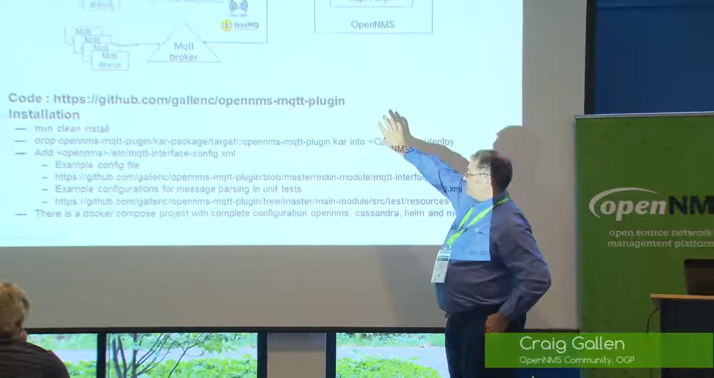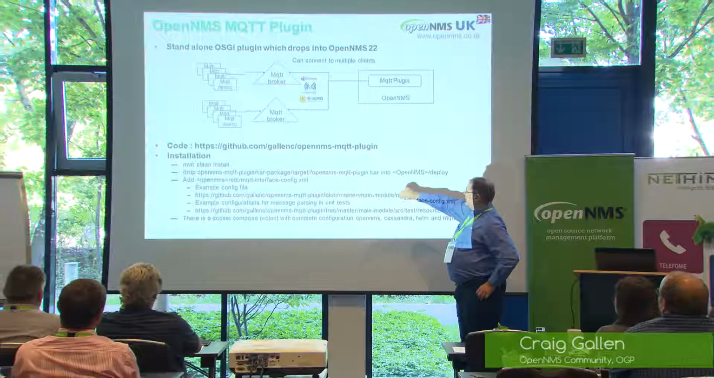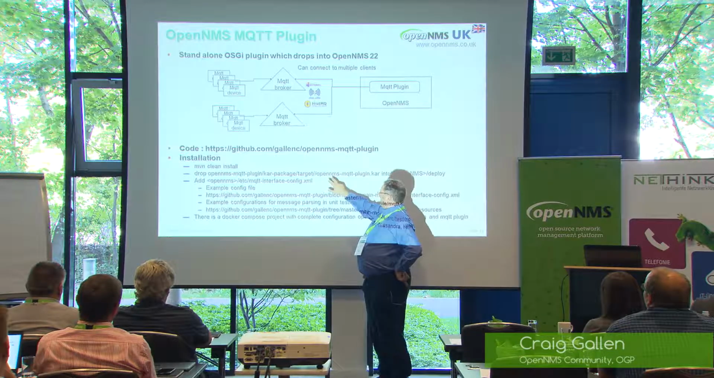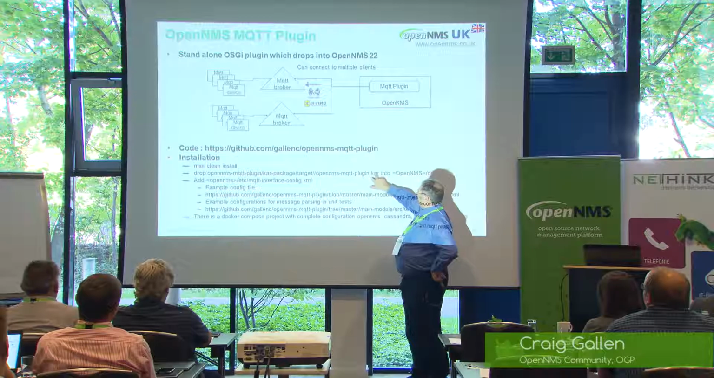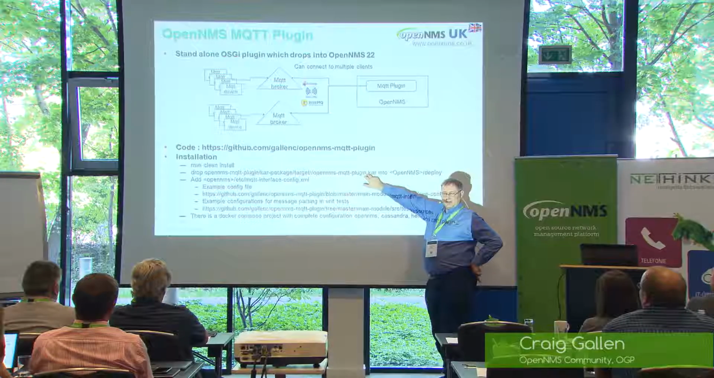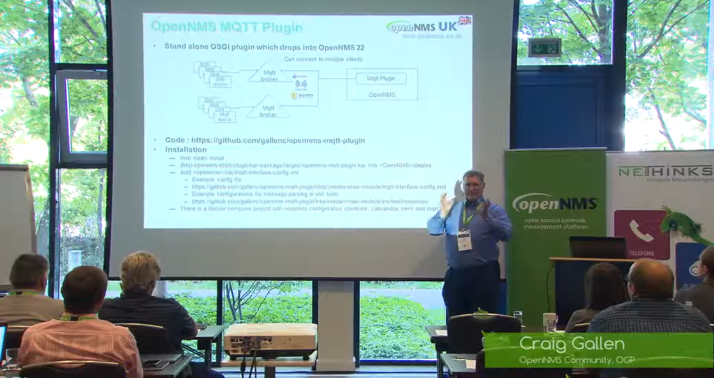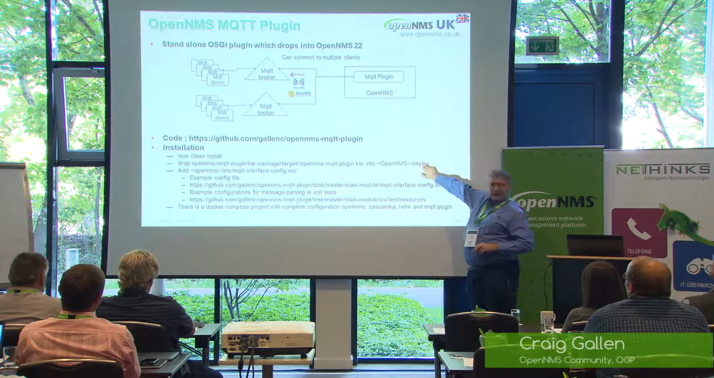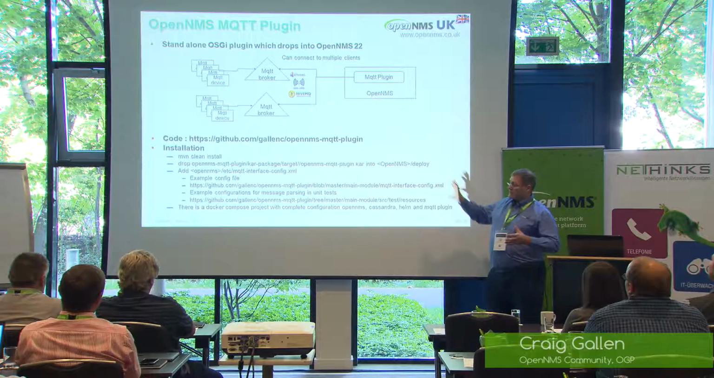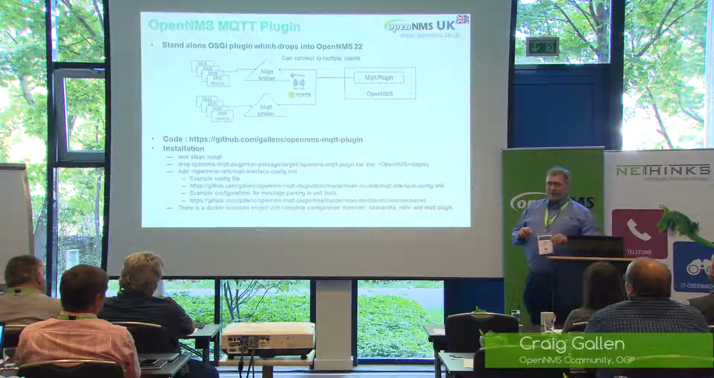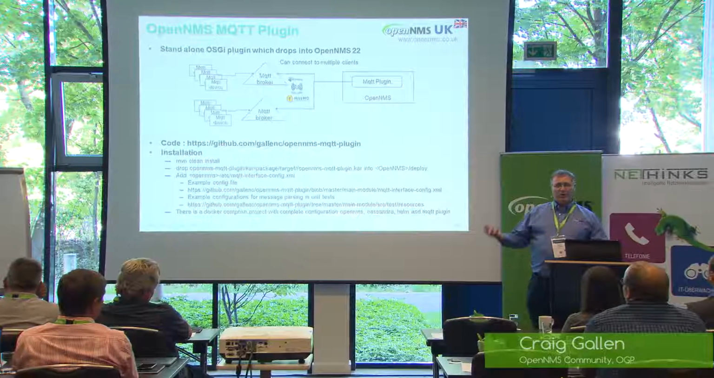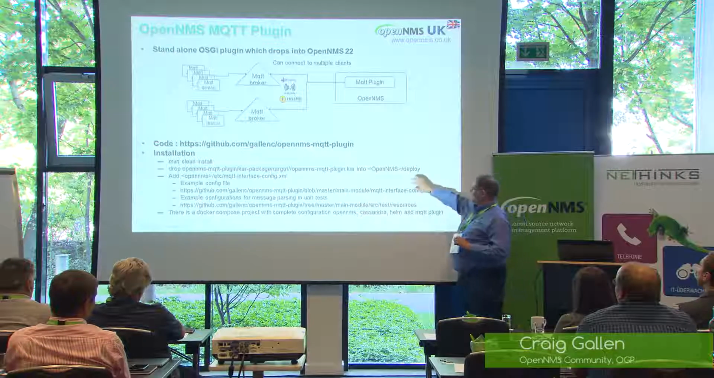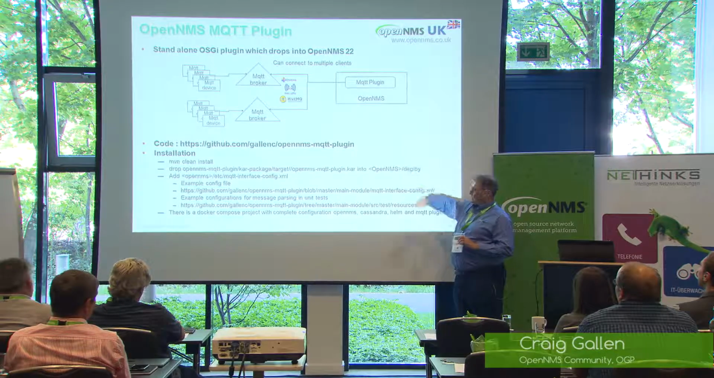Basically, to build the code, run Maven clean install, and in the car package module you'll get something called MQTT plugin.car, which is really just a packaged application that can run in a Karaf container. You just take that and drop it into the OpenNMS deploy directory. This works against OpenNMS version 22, which is probably going to be the candidate for the next Meridian release as well, so it should work with any 22 version of OpenNMS. Drop it into the deploy directory, and the plugin will start up.